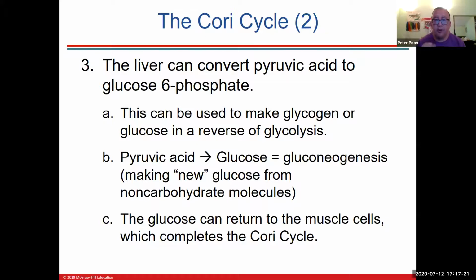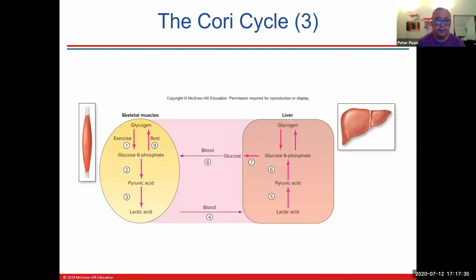Pyruvic acid going to glucose is this thing called gluconeogenesis, glucose neogenesis, formation of. Okay. So here, when we exercise, when we don't have enough oxygen, we make pyruvic acid, we make lactic acid, which goes to the blood, where it goes all the way back up, and it goes back to glucose, and it goes back into the blood, and back into the skeletal muscles, where it can be burned again, okay?